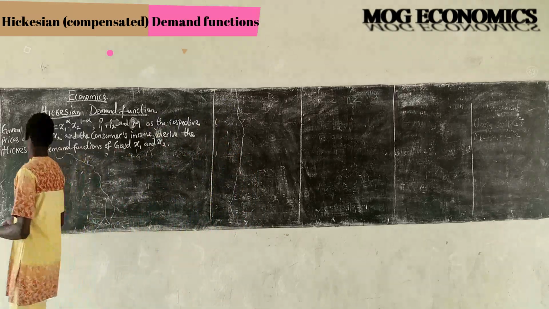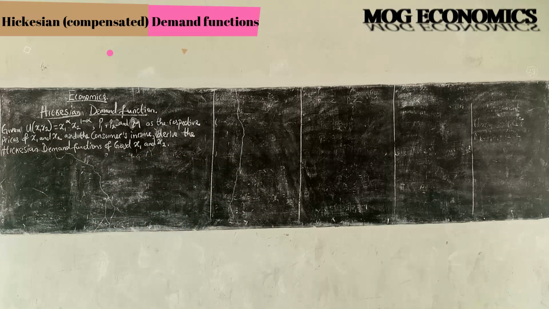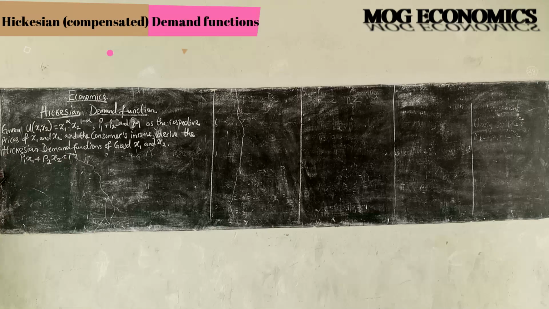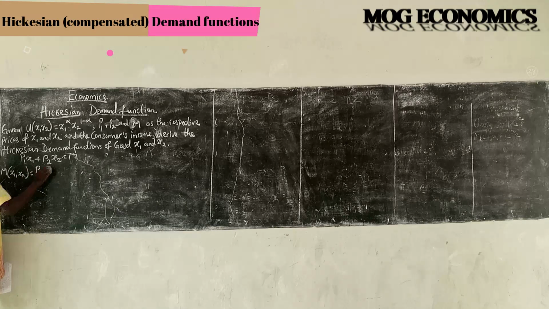So I'm giving you u(x1, x2) as x1 to the power alpha, x2 to the power 1 minus alpha, p1, p2 as the respective prices of x1 and x2, and the consumer's income M. Derive the Hicksian demand functions for x1 and x2. Take your constraints from the information given. It's not changing. Now what we are going to be adding is the Lagrangian, a function of x1, x2 equal to p1 x1 plus p2 x2, plus lambda into brackets, then your utility function.